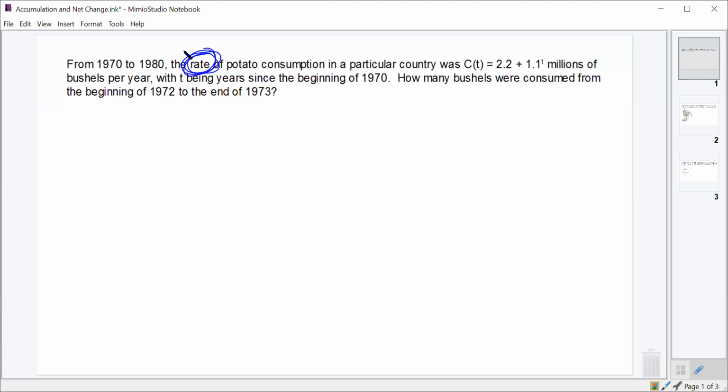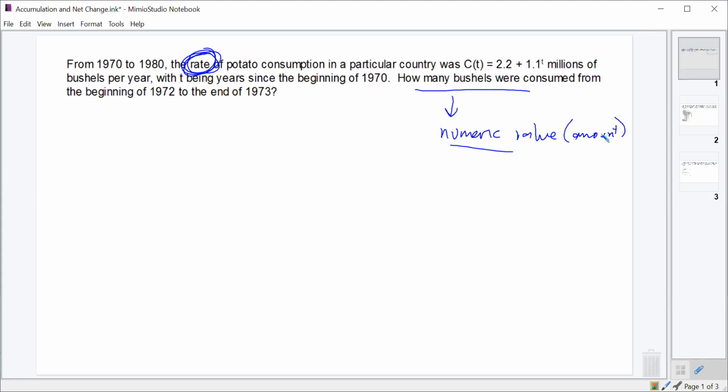This function that we're given represents a rate, in millions of bushels per year. So an amount of something per time period. We want to know how many bushels were consumed during a certain time period. So we need to go from a rate function to an actual numeric value, a numeric value of the amount, not a rate. So we need to convert from rate to amount.